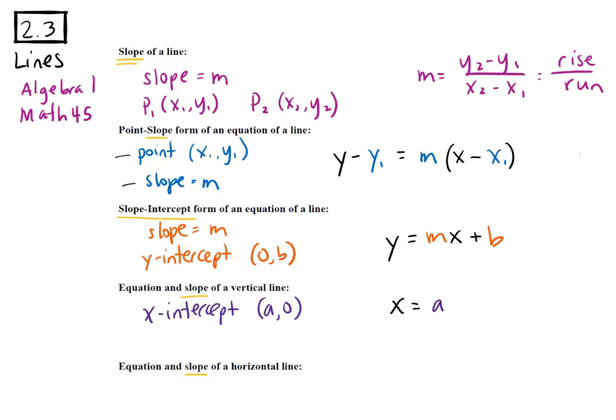The equation of a vertical line is just x equals a, where a is the x-intercept value. The slope, because it's vertical, the slope is undefined. And for a horizontal line, the y-intercept is b, so you get the equation y equals b, and the slope is 0.